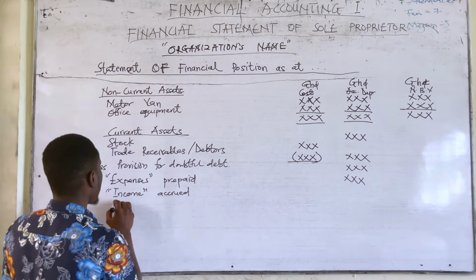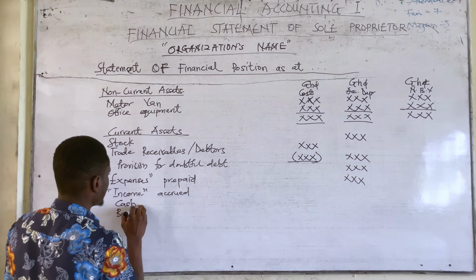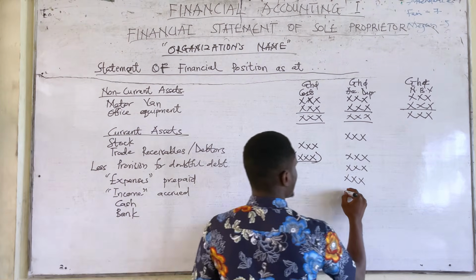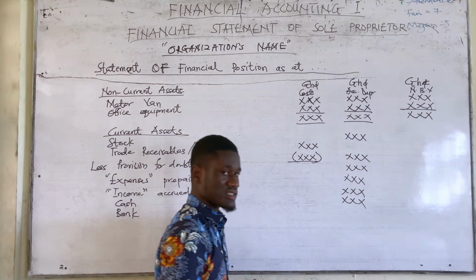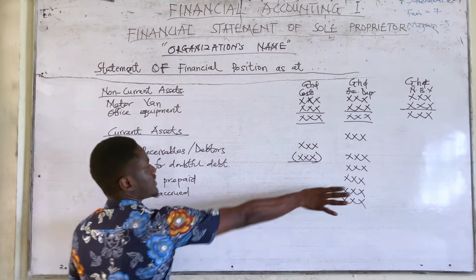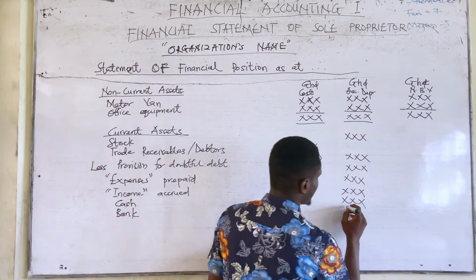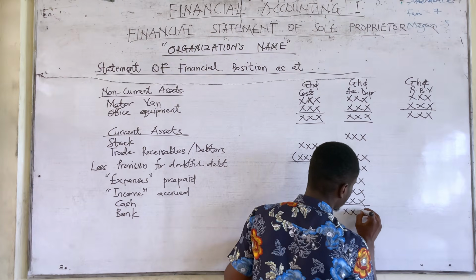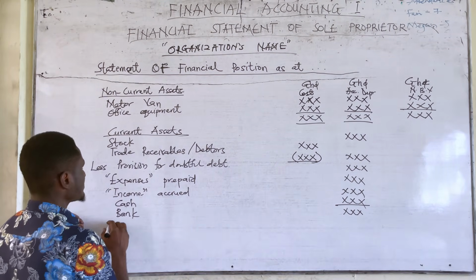Good. Then we'll add our cash and bank. Sometimes the question can join together cash and bank and the figure. You get it. Sometimes you can also separate it. Good. So after getting it, you total your amount here. You get it. Then you come to your current liabilities.